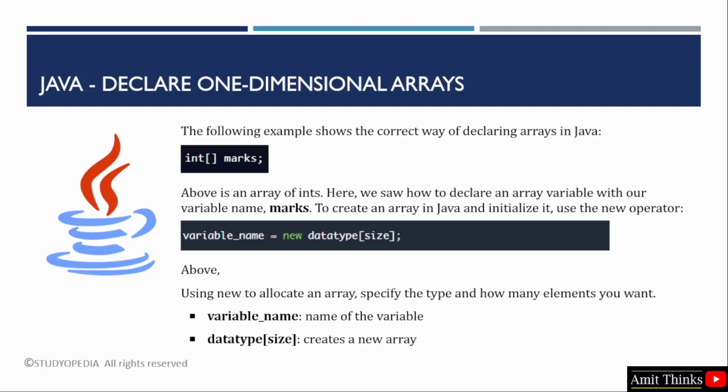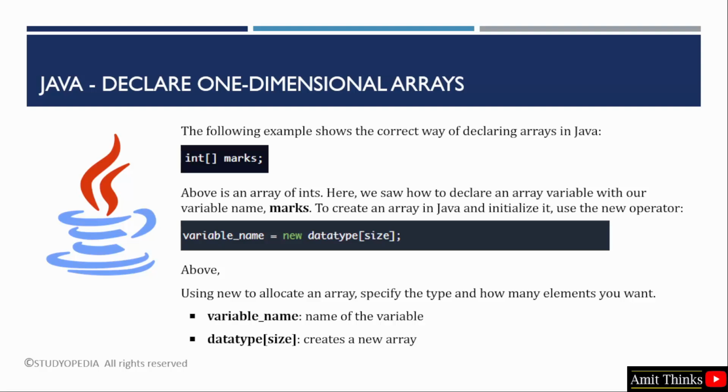So here let us see how to declare a one-dimensional array. We are creating an array of ints with the name marks. Here the syntax is visible. We have mentioned the data type name, then square brackets, and after that the name of the integer array. So this is how you declare an array in Java. So this is an array of integers now. After declaring it, you can mention the size.